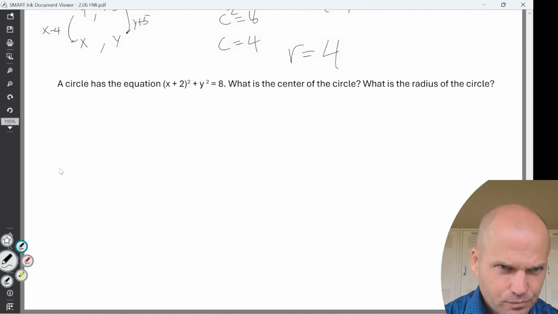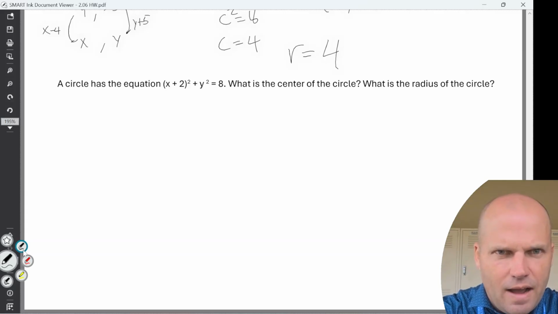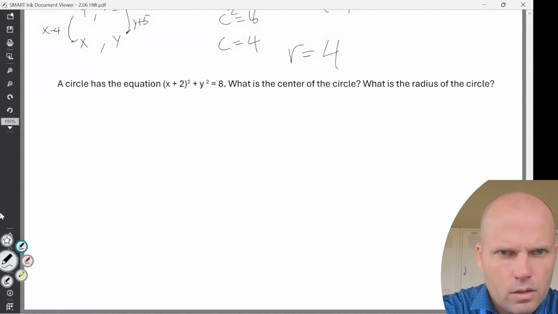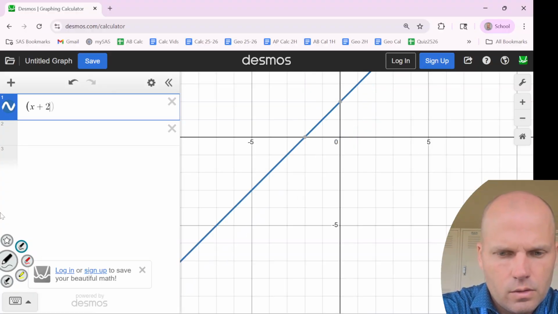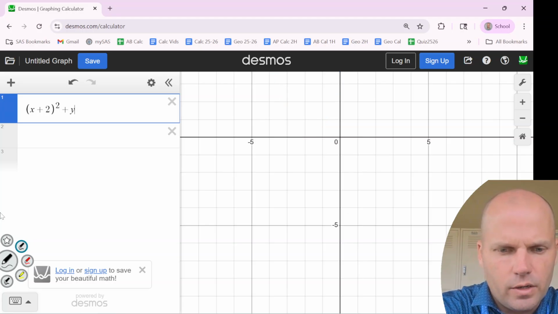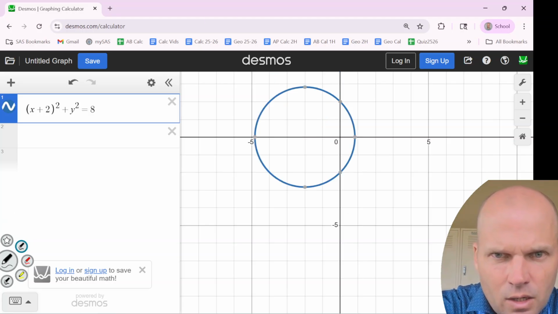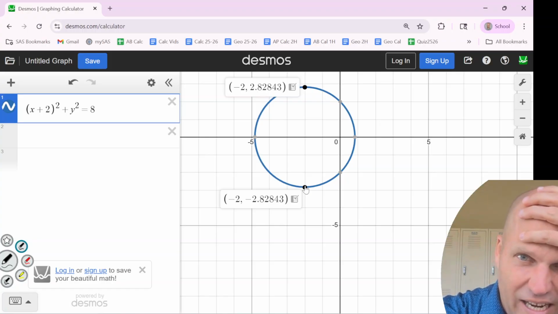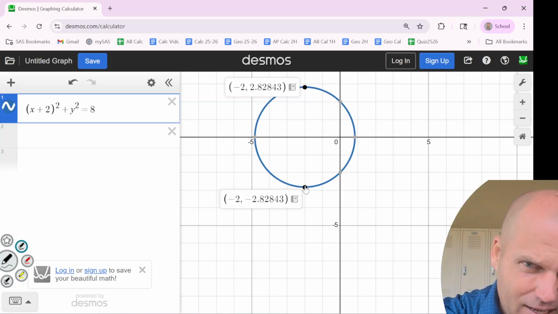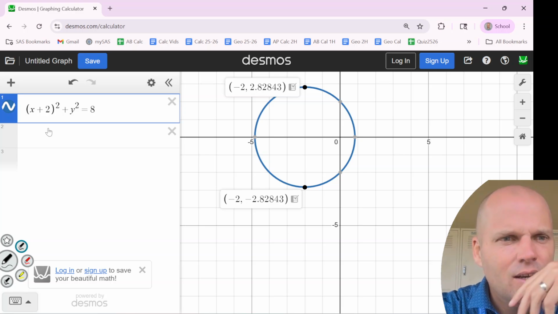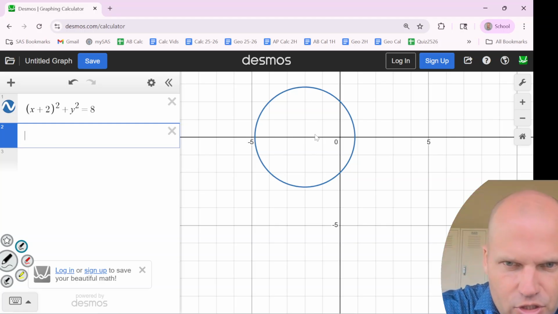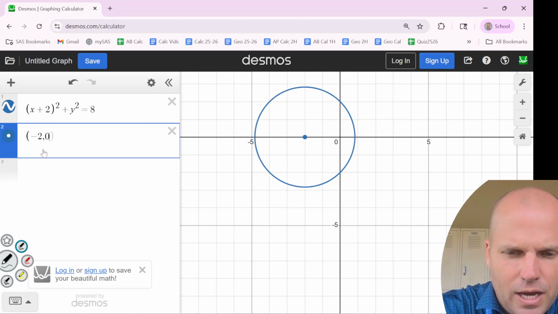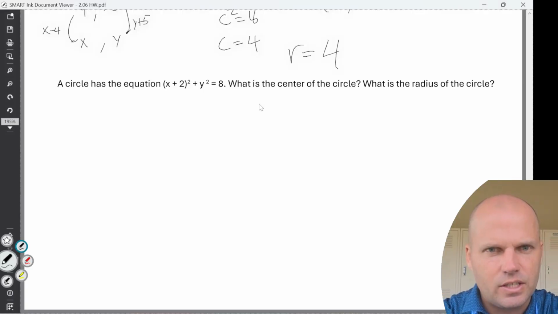And what about this guy? Well, let's graph x plus 2 squared plus y squared equals 8. All right, now, here's the problem with this one. We got this diameter that is this weird length, 2.828. So we can see where the center is. We can see that the center is at (-2, 0). And you could plot (-2, 0) and see that that's the center. So at least we got that.